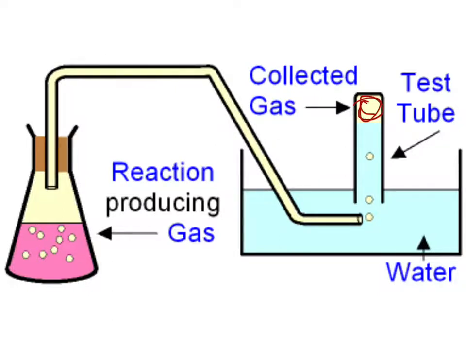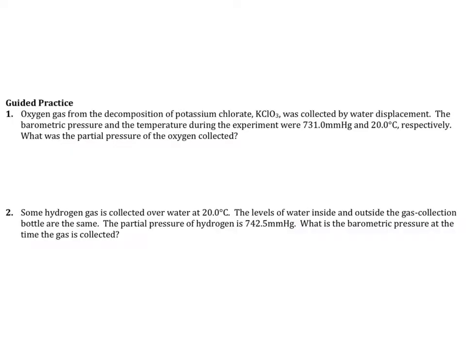And the whole idea of these next couple problems is that whatever the pressure of the gas is in here and whatever the pressure of the water is in here, those pressures added together will be the total pressure within that little area right there. And so what we're going to try to do is use those partial pressures to figure out a total pressure, or use a total pressure to figure out the partial pressure of a gas. And so let's go ahead and take a look here.